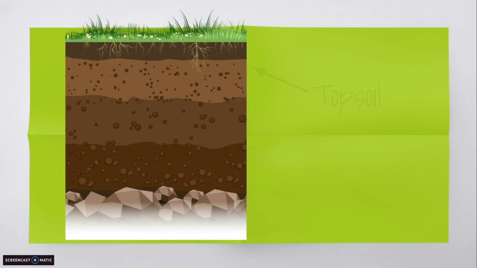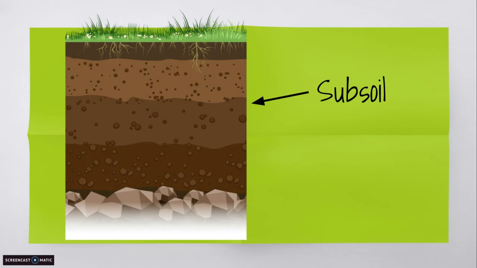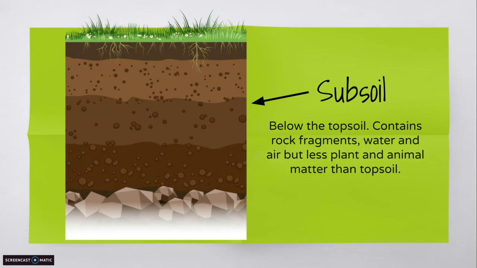All right. After the litter, we have what we call the topsoil. Topsoil is a mixture of rock fragments, nutrients, water, air, and decaying animal and plant matter. The water and nutrients are absorbed by the plant roots in this layer because that's where they are. All the nutrients and things are in the topsoil. Then we have what we call the subsoil, right? Below the topsoil. This has rock fragments, water, and air, but it has a lot less plant and animal matter than the topsoil because it's deeper down.